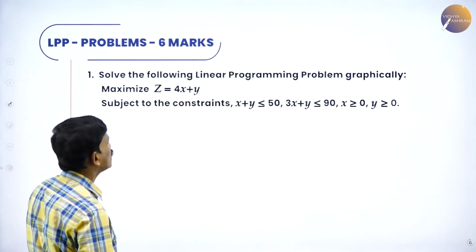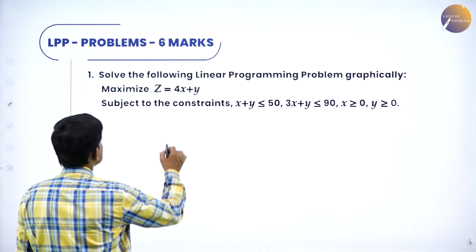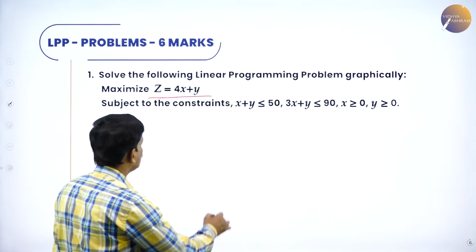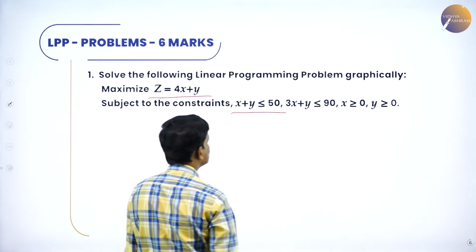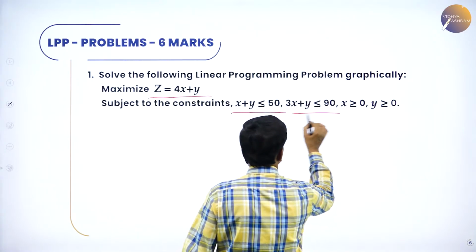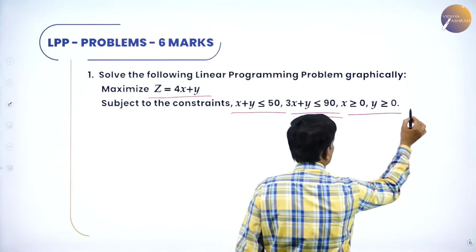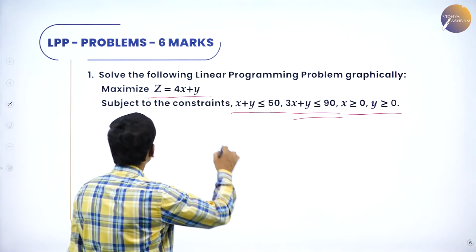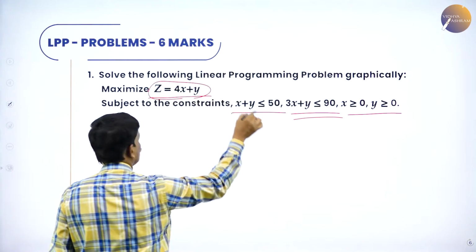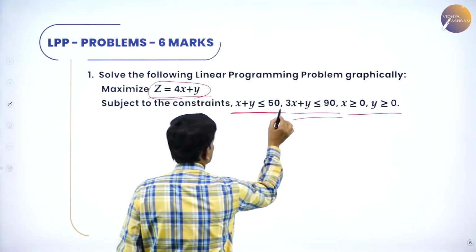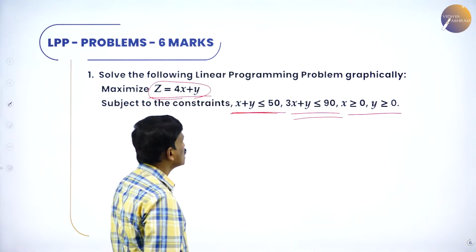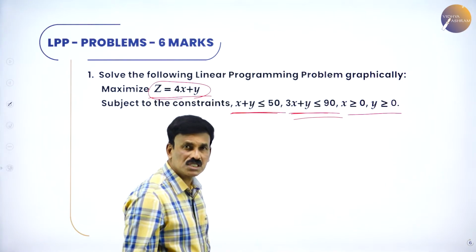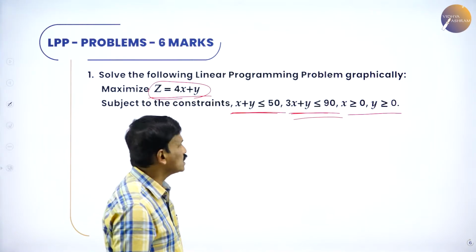Solve the following linear programming problem graphically. Maximize z is equal to 4x plus 3y subject to the constraints x plus y is less than or equal to 50, 3x plus y is less than or equal to 90, and the non-negative restrictions are x is greater than or equal to 0, y is greater than or equal to 0. So here the objective function is max z is equal to 4x plus 3y, and the constraints are the same.